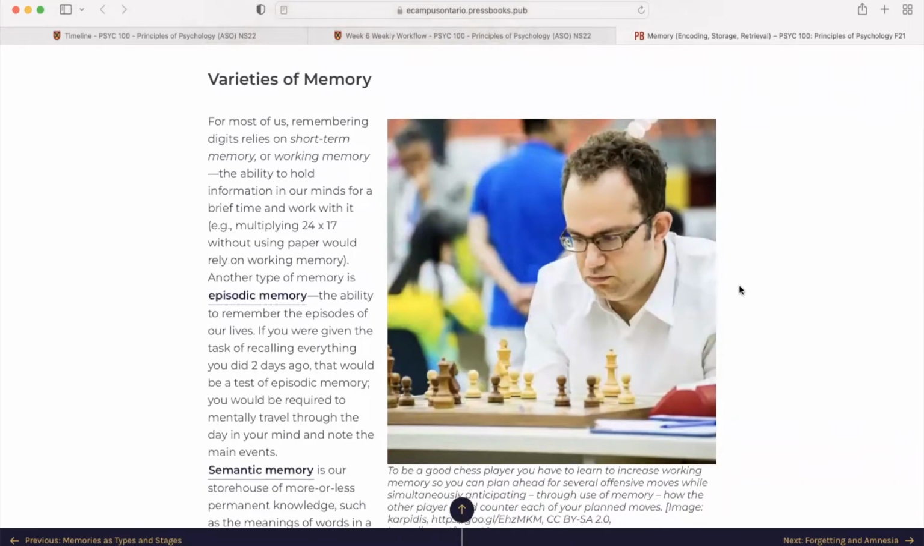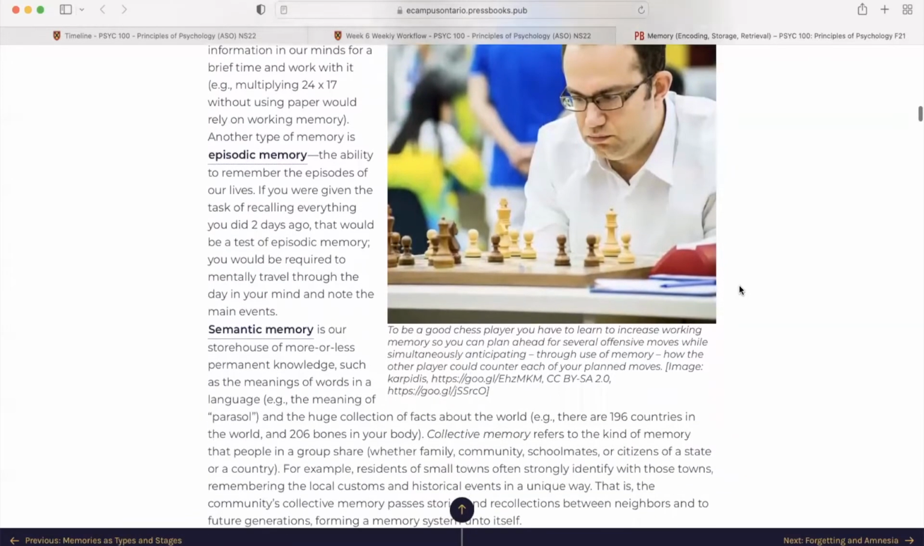Varieties of memory. For most of us, remembering digits relies on short-term memory or working memory, the ability to hold information in our minds for a brief time and work with it. For example, multiplying 24 by 17 without using paper would rely on working memory. Another type of memory is episodic memory, the ability to remember the episodes of our lives. If you were given the task of recalling everything you did 2 days ago, that would be a test of episodic memory. You'd be required to mentally travel through the day in your mind and note the main events.